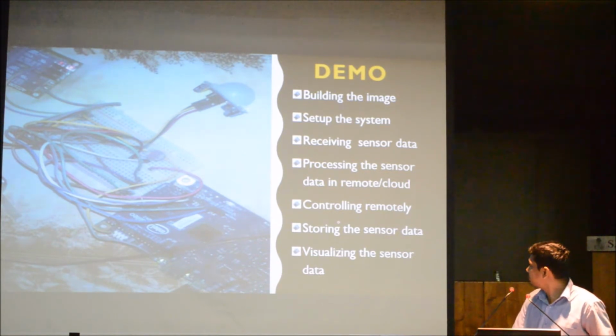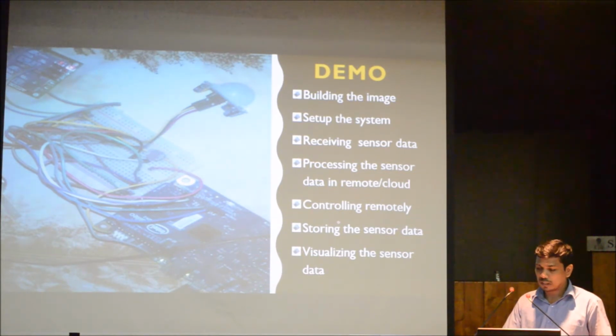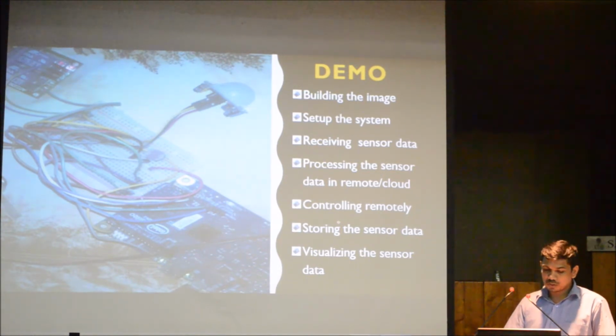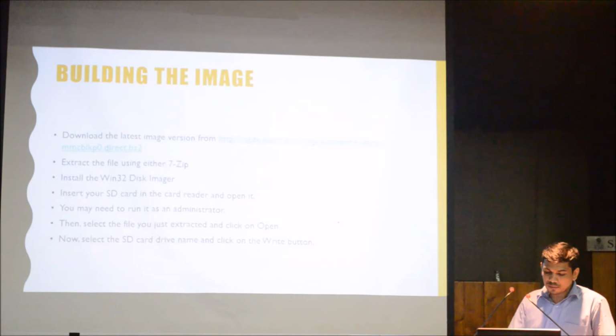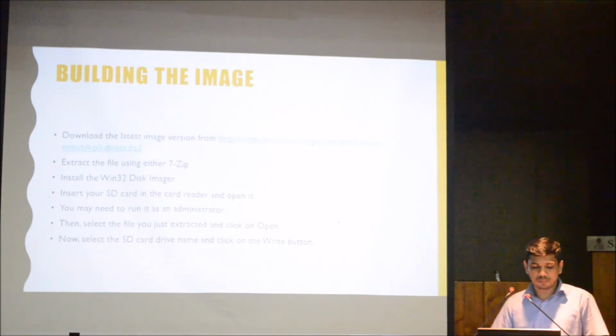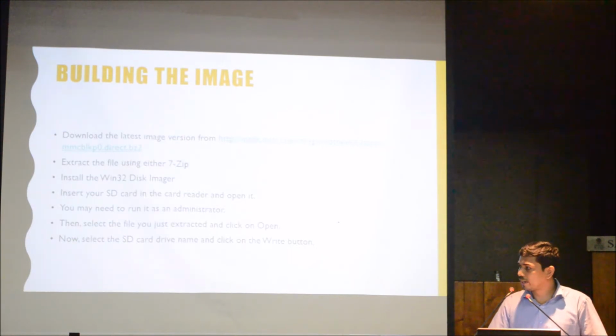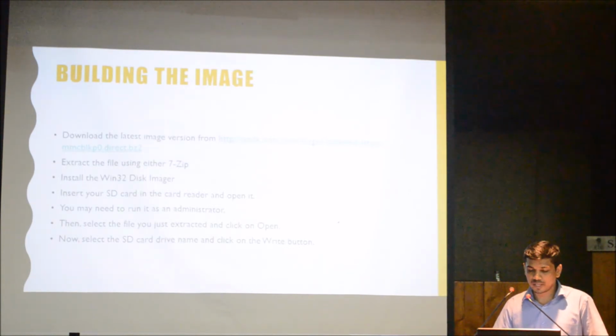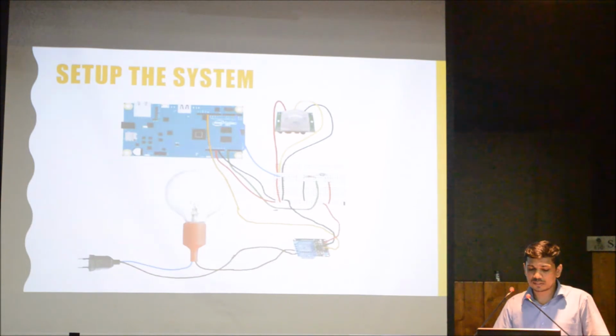In the demo session, we will see what is needed to implement this system and what procedures you have to follow. First, you have to build an image on the Galileo board. And this is the procedure. I think the time is not enough to explain all the things, so at the end of the session, we are going to present the demo in detail, so you can participate in that. This is the system setup.